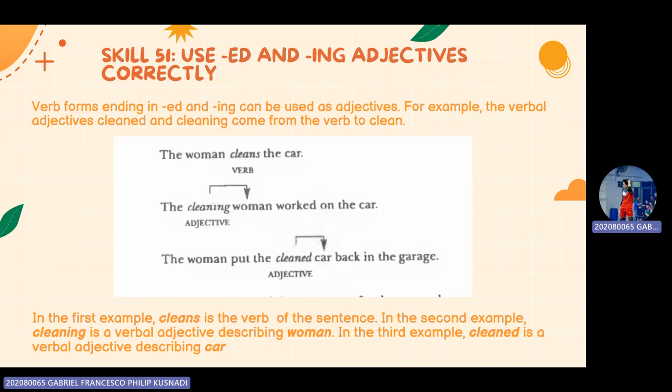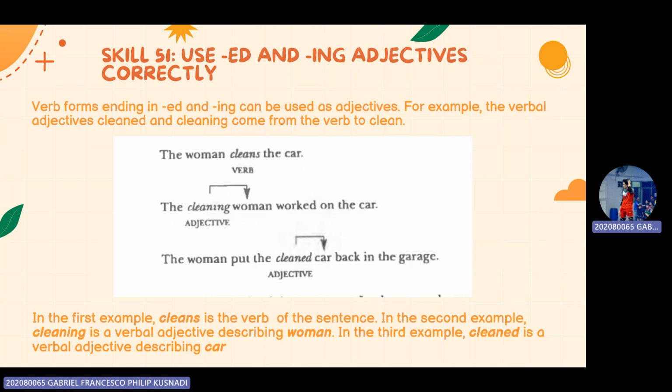Next is scale 51. Use ed and ing adjectives correctly. Verb forms ending in ed and ing can be used as adjectives. For example, the verbal adjectives cleaned and cleaning come from the verb to clean. For example, the woman cleans the car. Cleans is a verb. Then there is, the cleaning woman worked on the car. Cleaning is an adjective. And there is, the woman put the cleaned car back in the garage.